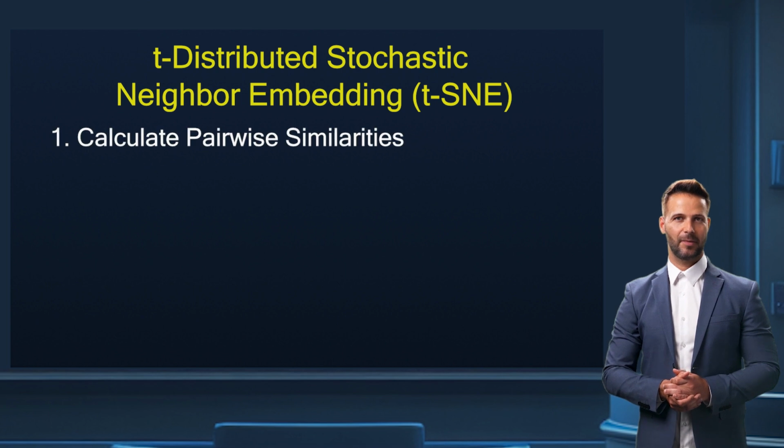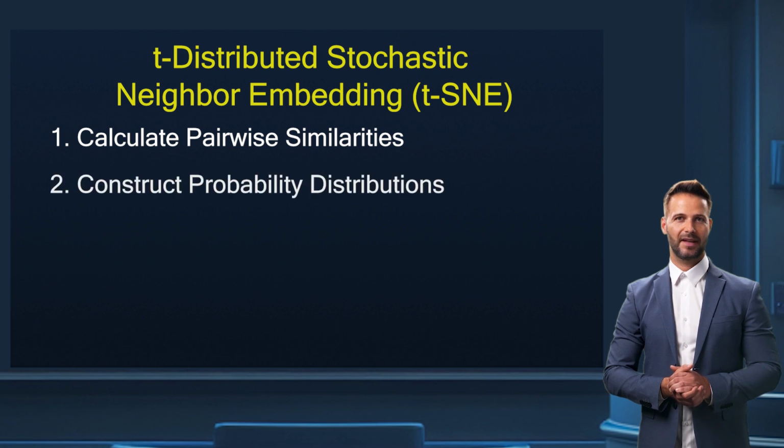1. Calculate pairwise similarities. Compute the distances between every pair of data points in the high-dimensional space using a distance metric like Euclidean distance. Based on these distances, assign a higher probability to pairs of points that are close together and a lower probability to distant pairs.